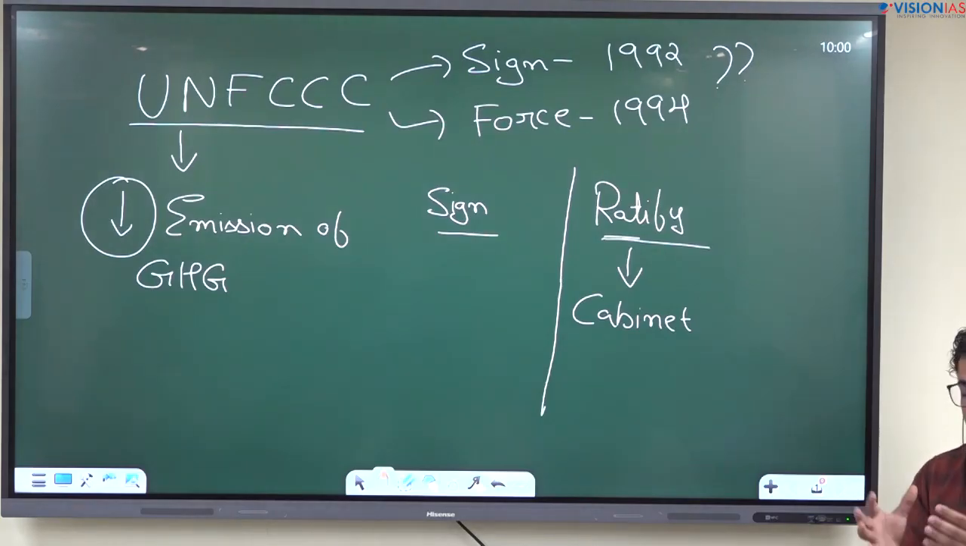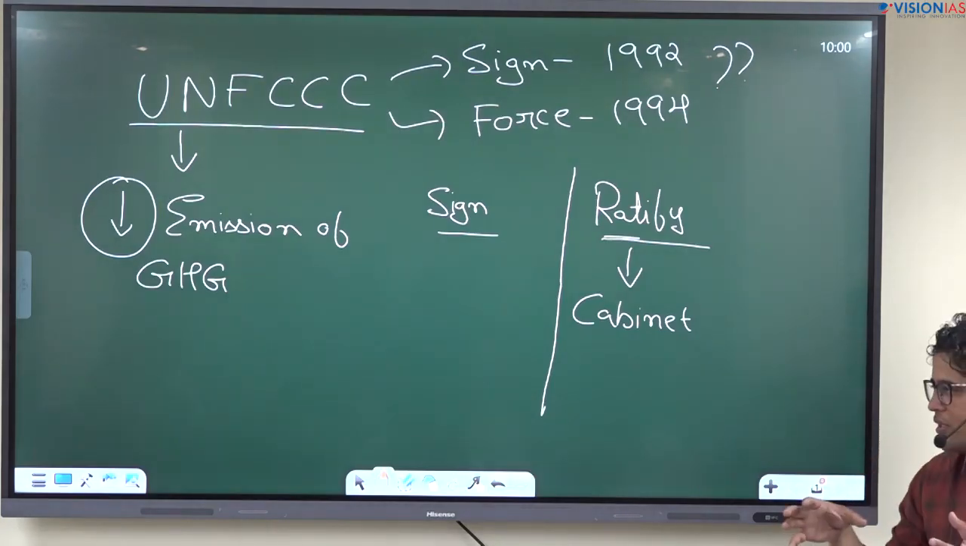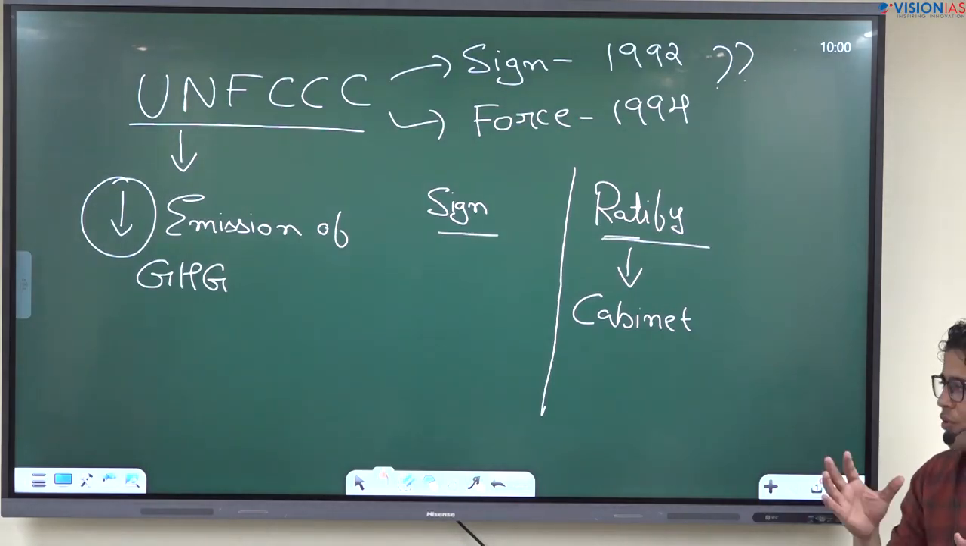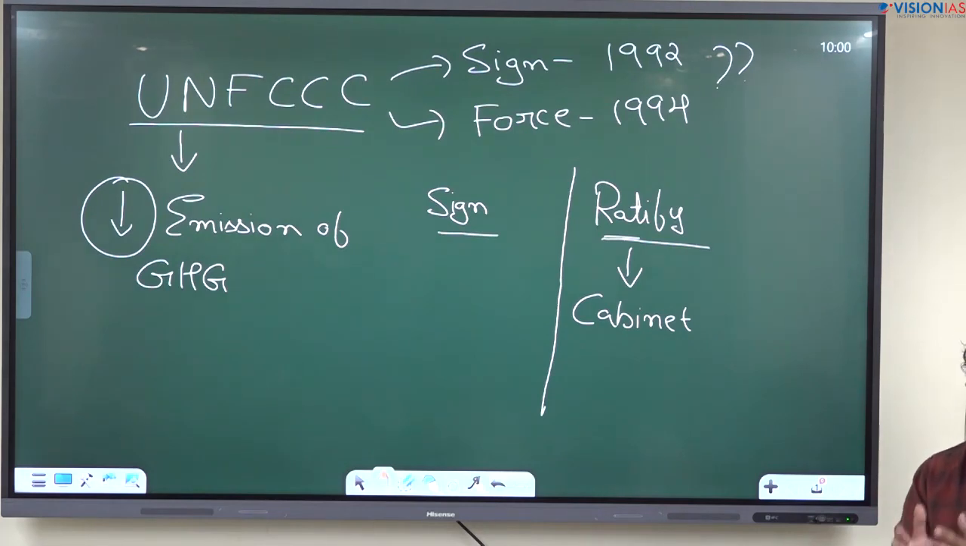What you will do? You will add the greenhouse gas emissions of all the 70 countries. If 70 countries have ratified, you will add the greenhouse gas emissions done by those 70 countries. And that emission should be more than 55% of the total emissions of the world. Then only your rule number 2 would be completed. Are you clear on this? Read both the rules by yourself.